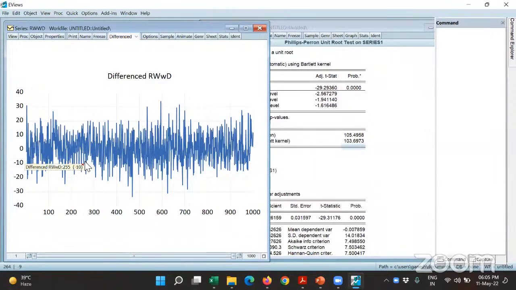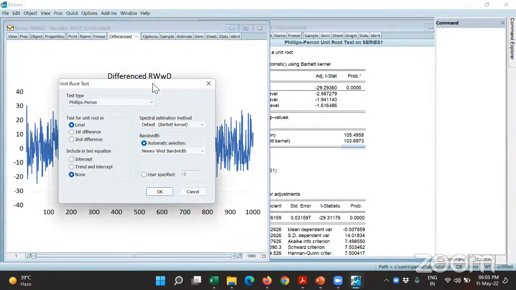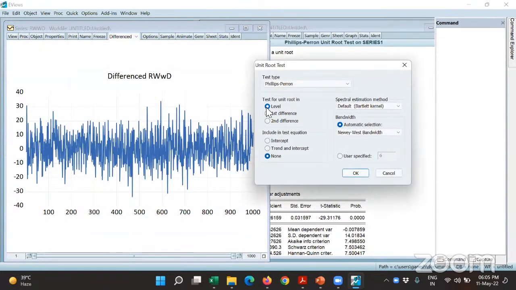So again, I need to go through the same exercise one more time. I go to View, Unit Root Test, Standard Unit Root. At the level the series is non-stationary, which we confirm from the Phillips-Perron test as well. But at the first difference level, will the series exhibit stationarity? Partly, the answer is yes: by looking at the graph, you can make out that the differenced series exhibits a sort of stationarity. So I go for first differencing.